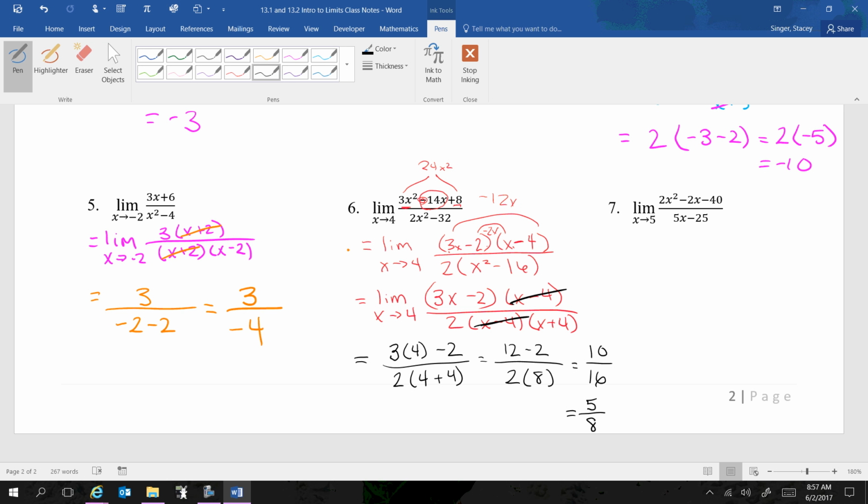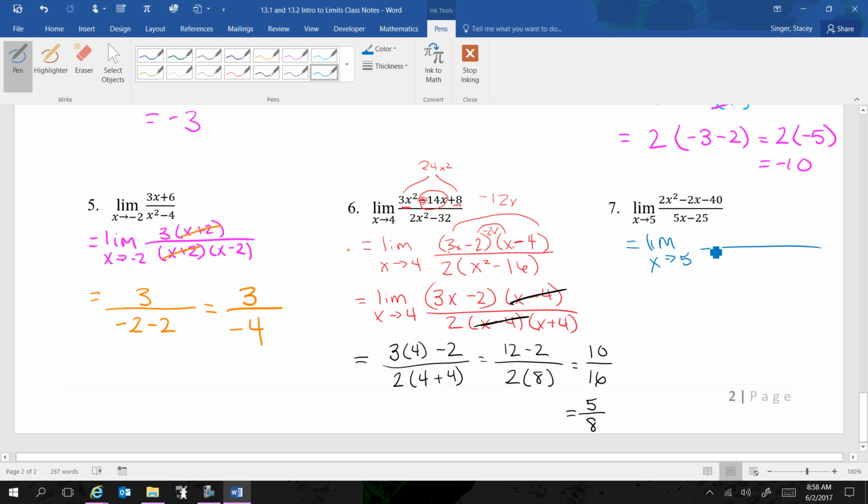How would I factor 2x squared minus 2x minus 40? Take out a 2. So that'll leave me x squared minus x minus 20, right? What about my denominator? Factor out a 5, so I got x minus 5. I still need to write my limit because I'm not plugging in yet, because I still need to simplify my function.